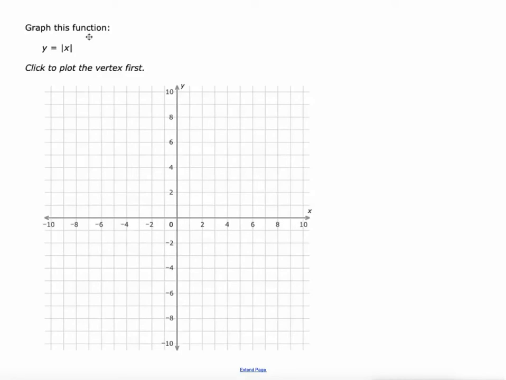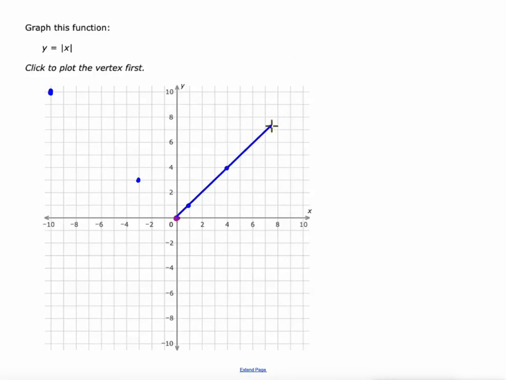Alright, so this is the most basic of absolute value functions. It's what we would call the parent function, y equals the absolute value of x. Its vertex is at (0, 0), because the absolute value of 0 is 0. The absolute value of 1 is 1. The absolute value of 4 is 4. The absolute value of -3 is 3. The absolute value of -10 is +10. So something like that would give us our absolute value function.